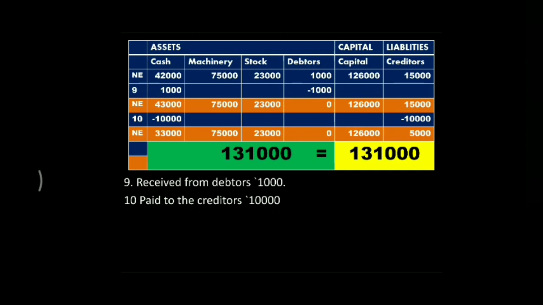So at the end of all the transactions, you will total all the assets and you will total capital plus liabilities. Both should be equal. So on both sides we are getting 1,31,000 and 1,31,000. That means assets are always equal to capital plus liabilities. Thank you.